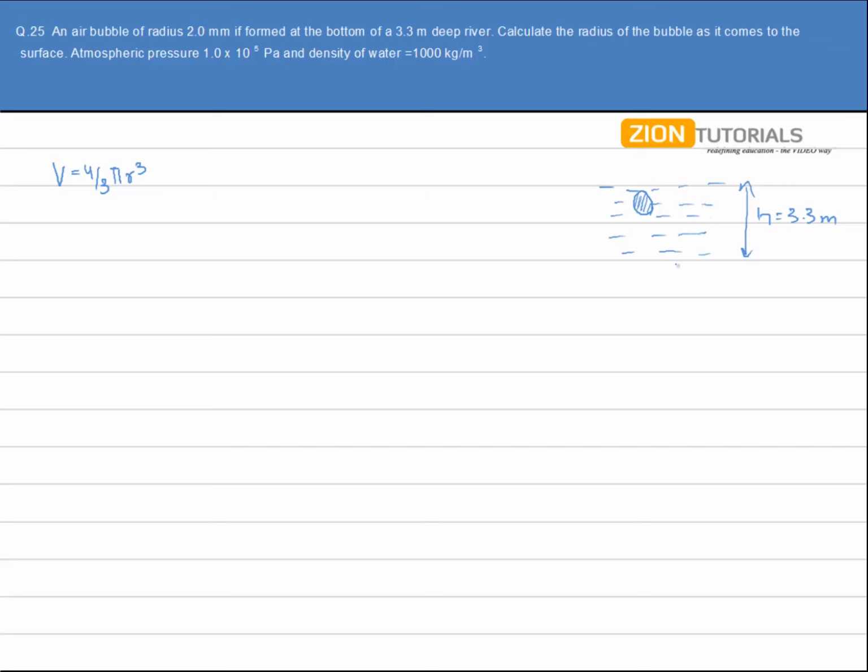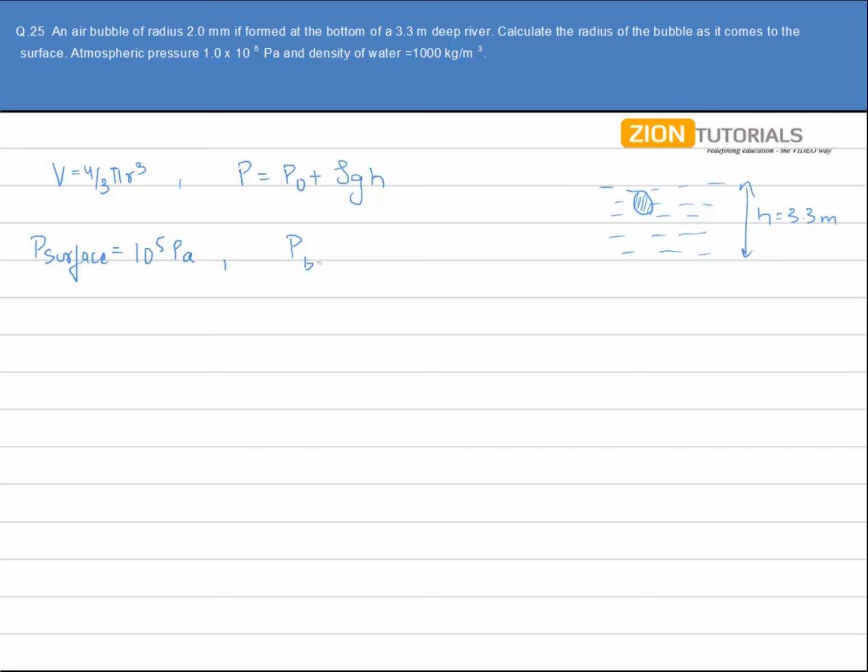What happens when we go below the river? Obviously, the pressure increases, and what is the pressure? P becomes equal to P naught plus rho GH. Am I right? So at the surface, what will be the pressure? Pressure at the surface will be equal to atmospheric pressure, which is given by 10 raised to the power 5 pascals, right?